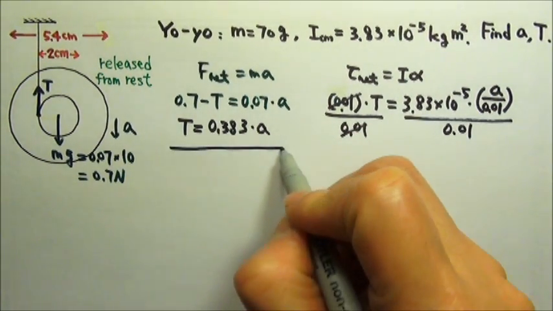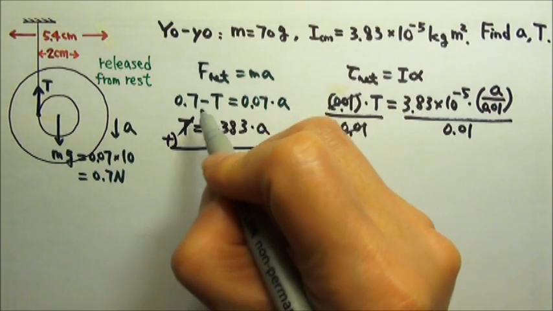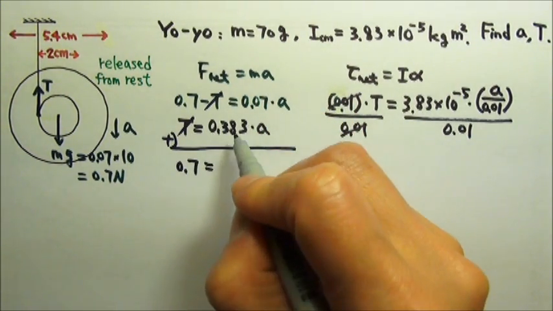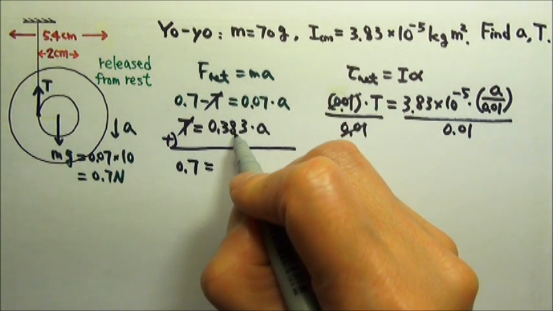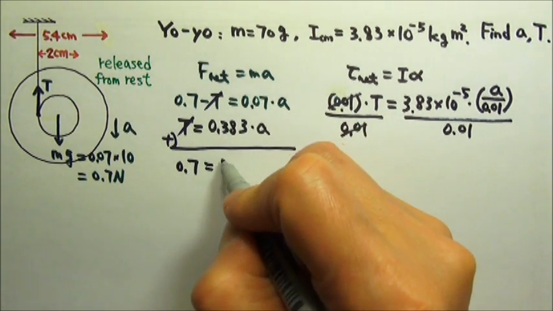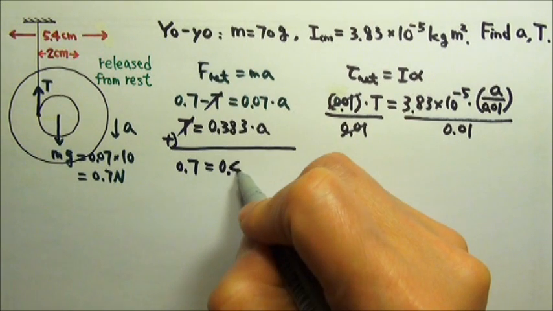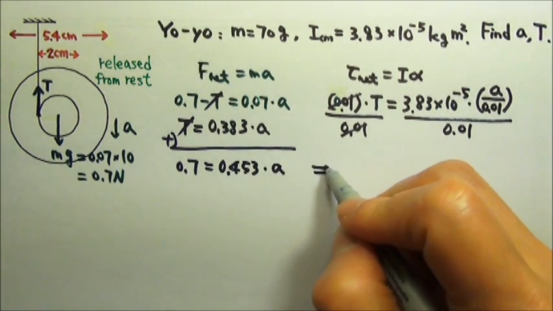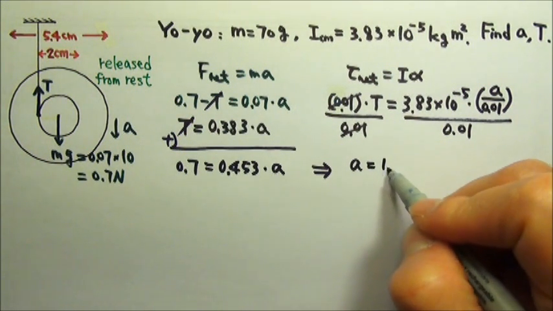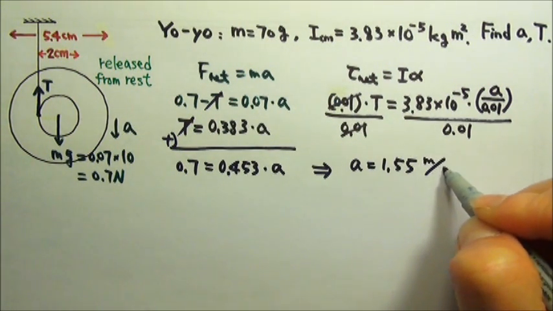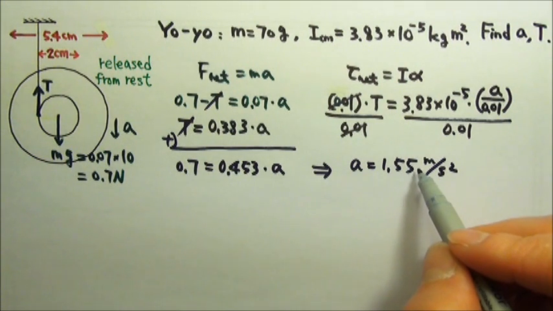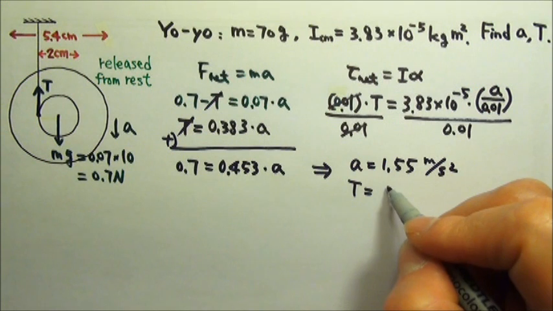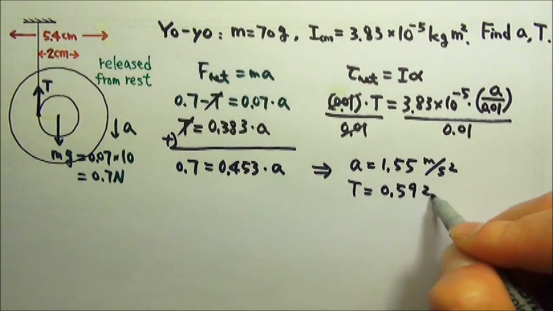Now I can stack them and add them. The tension would cancel, so I get 0.7 equals 0.07 plus 0.383. That gives me 0.453 times the acceleration. And this will give me acceleration equals 1.55 meters per second squared. And I can plug this back in there, and I will have tension that is 0.592 newtons.